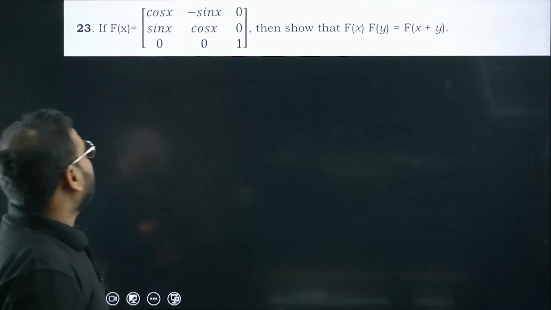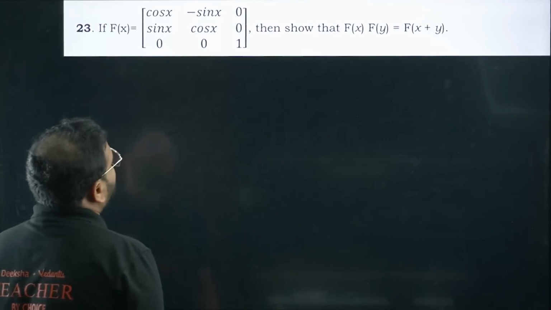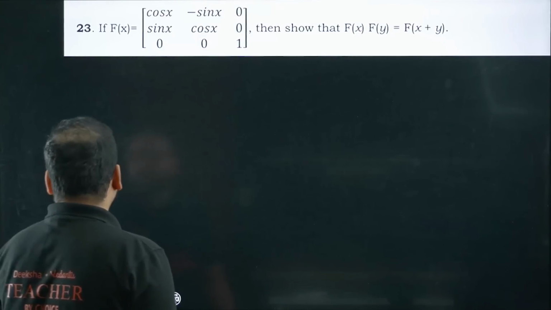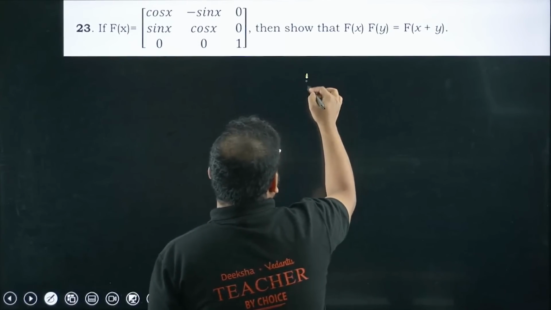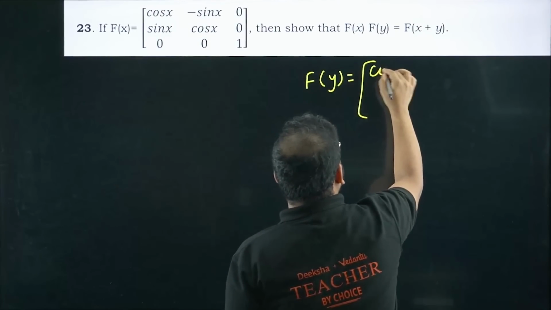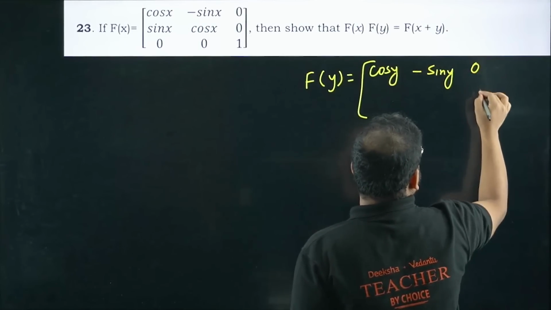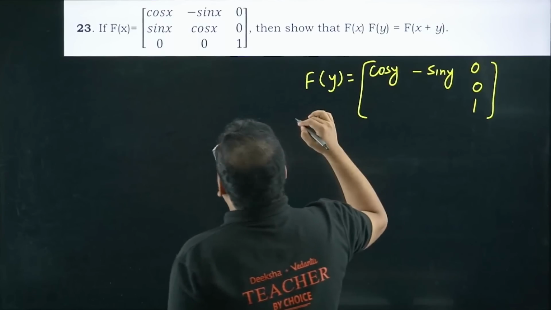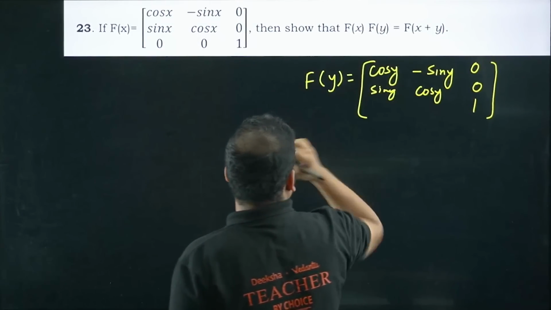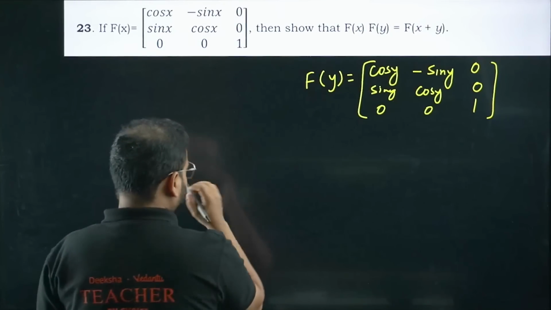Now 23. The function f(x) is given in terms of a 3 cross 3 matrix, and f(x) into f(y) is nothing but f(x plus y). Let's solve this very quickly. If I write f(y), I can write it simply by replacing x with y. So it will become cos y, minus sin y, 0, then sin y, cos y, 0, and 0 0 1. So they're asking to do what? f(x) into f(y). Let's just do it.